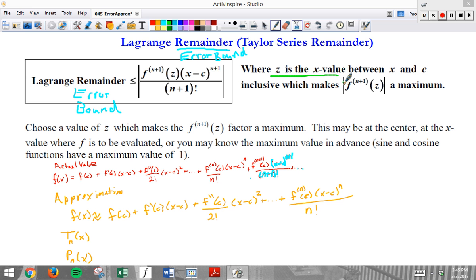Z is the x value between x and c, between the value itself and the center, right? That would make this a maximum, which makes the n plus first derivative at z a maximum. So this is a y value, right, of the n plus first derivative, a maximum, which makes the absolute value a maximum. So we're going to use the biggest value that this can become.